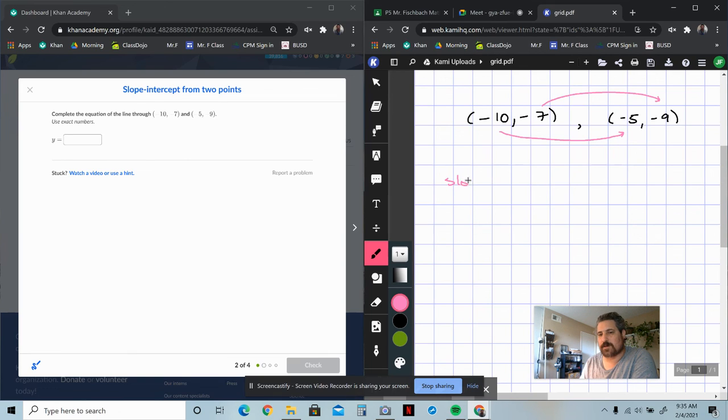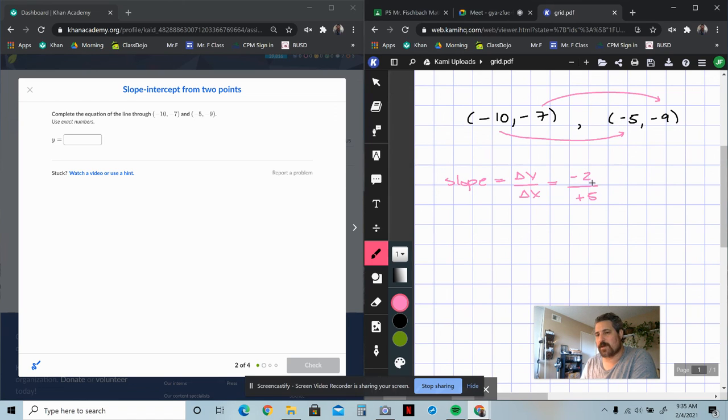So your slope is just going to be the ratio change in y over change in x. In this case, how do I get from negative 7 to negative 9? We add negative 2. And how do we get from negative 10 to negative 5? We add positive 5.